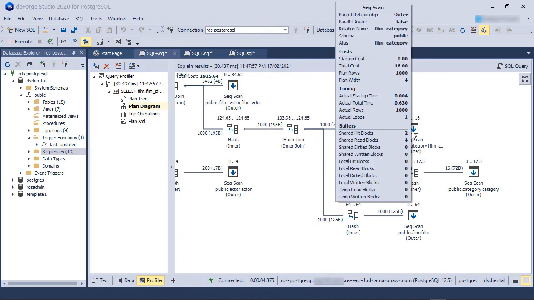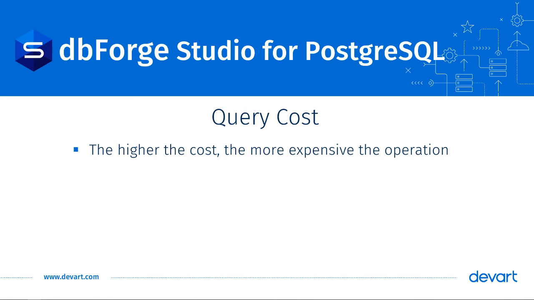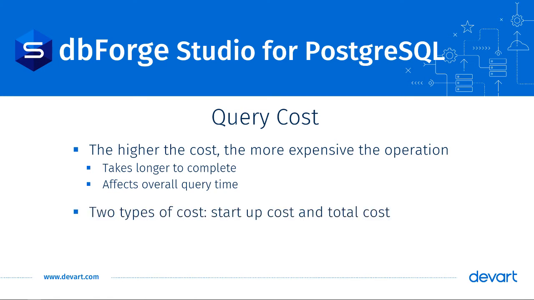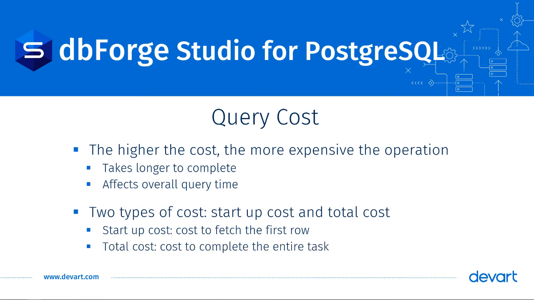If we hover our mouse pointer over any node, we can see several important details. For example, we can see the costs associated with every node. Cost is a representation of how much work Postgres has to do to perform a task. The higher the cost, the more expensive the operation is and the longer it takes to complete, which affects the overall query time. There are two types of costs: startup cost and total cost. Startup cost is the cost of fetching the first row, and total cost is the cost to process the node's entire operation from start to finish.